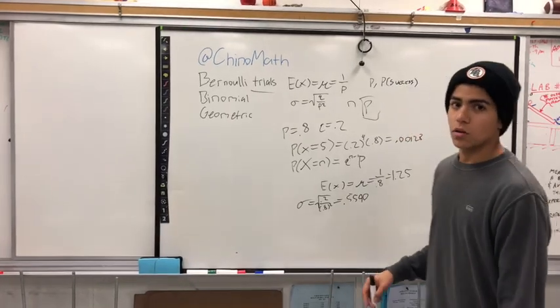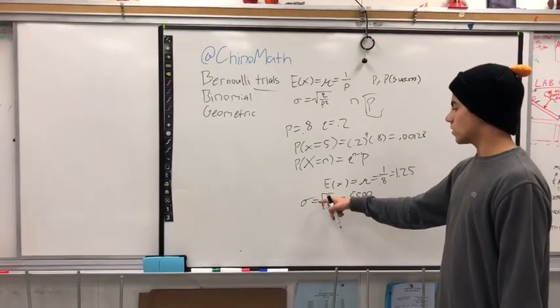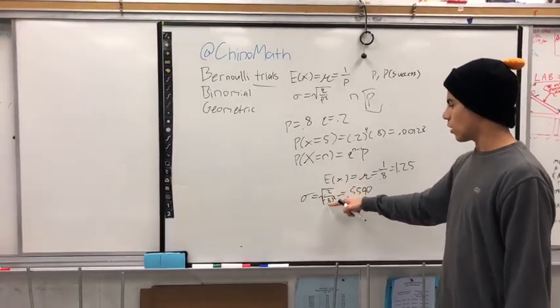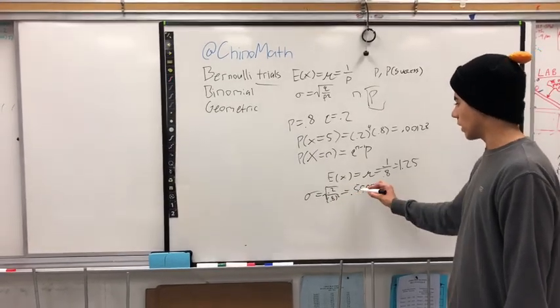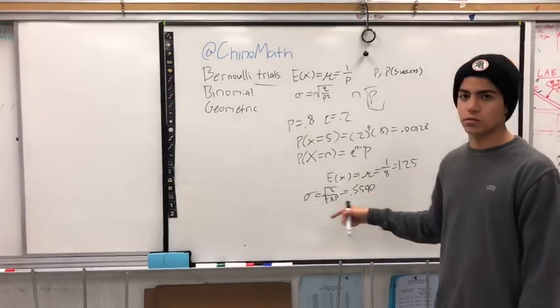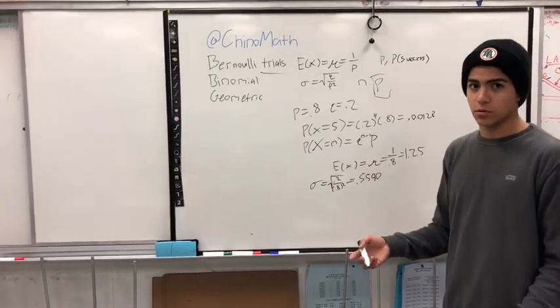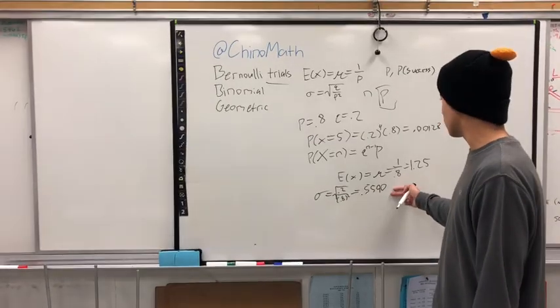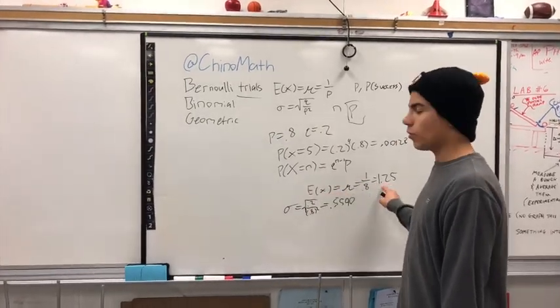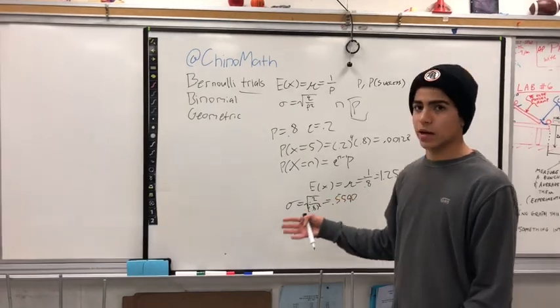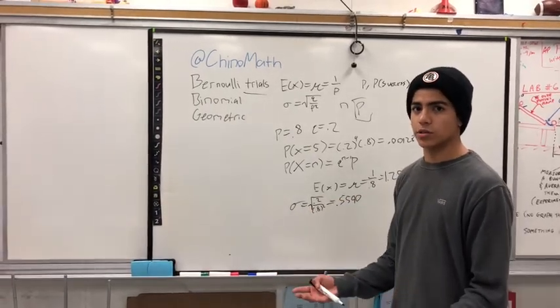So sigma is equal to the square root of the probability of failure over the probability of success squared. And here, what I got from this is 0.5590 for decimal accuracy. If you're in stats, you should be aware that that's always the level we go to. And what we see from this is our expected value is 1.25 trials. So we expect to have 1.25 trials until we reach success.